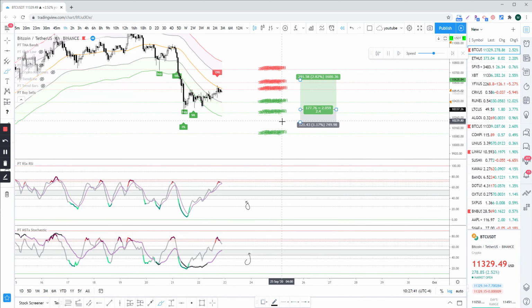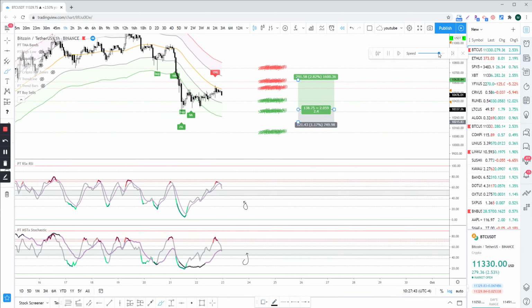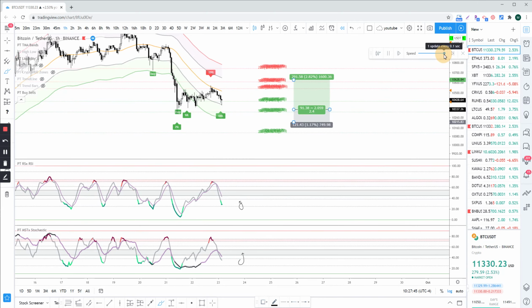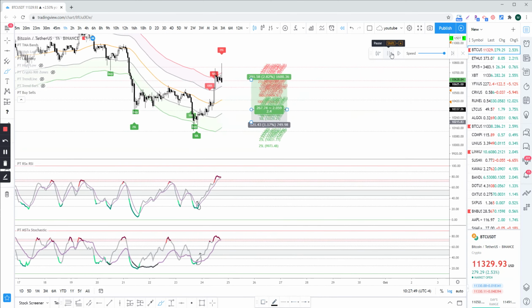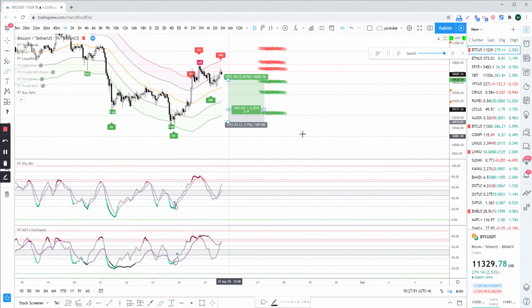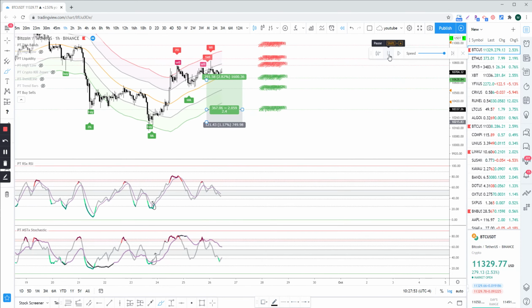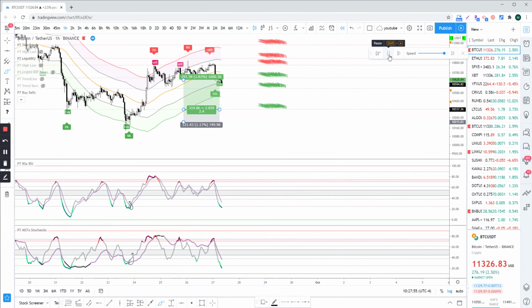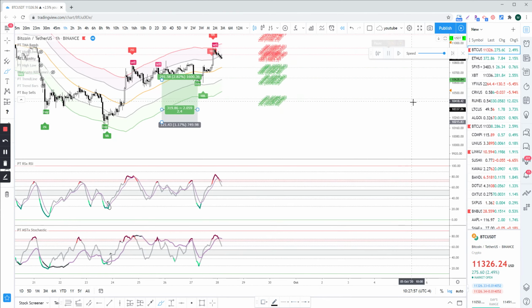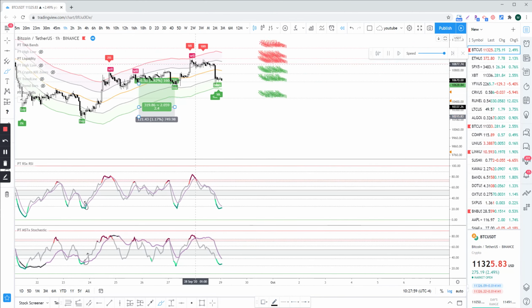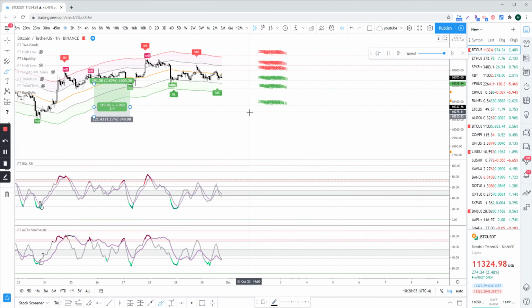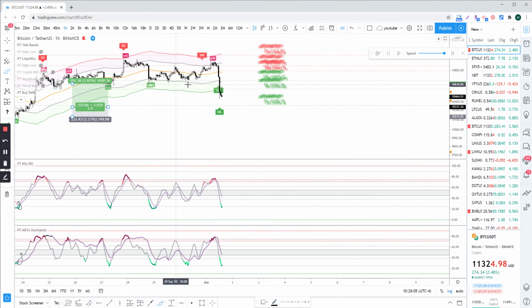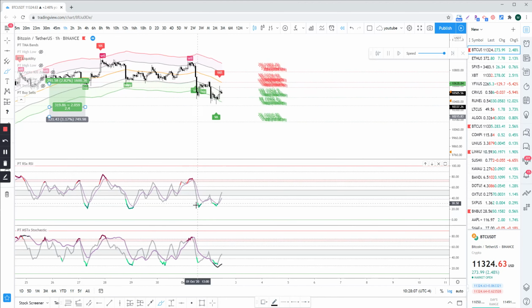Let's just speed this up a little bit. See how the liquidity has been: you get a sell signal after it takes liquidity, you get a buy signal after it takes liquidity. If you get a signal with liquidity, you take it, man, as long as you have confidence with your oscillators.